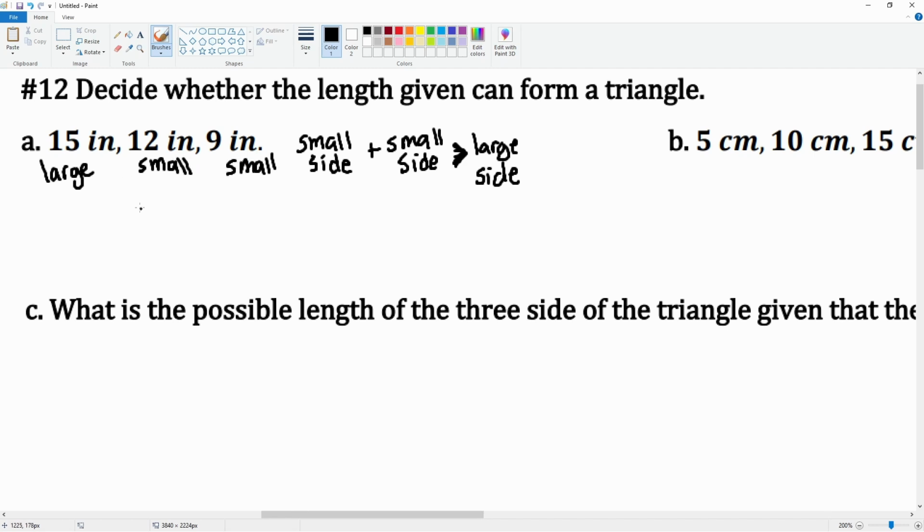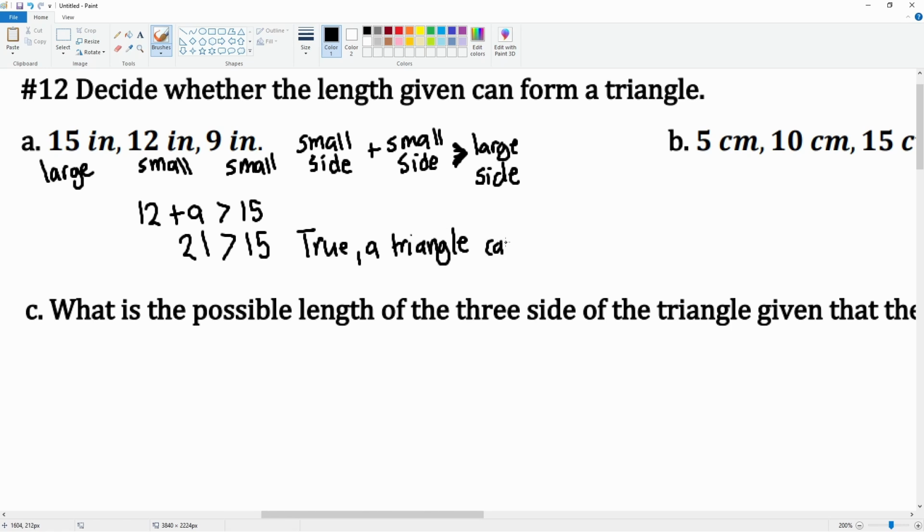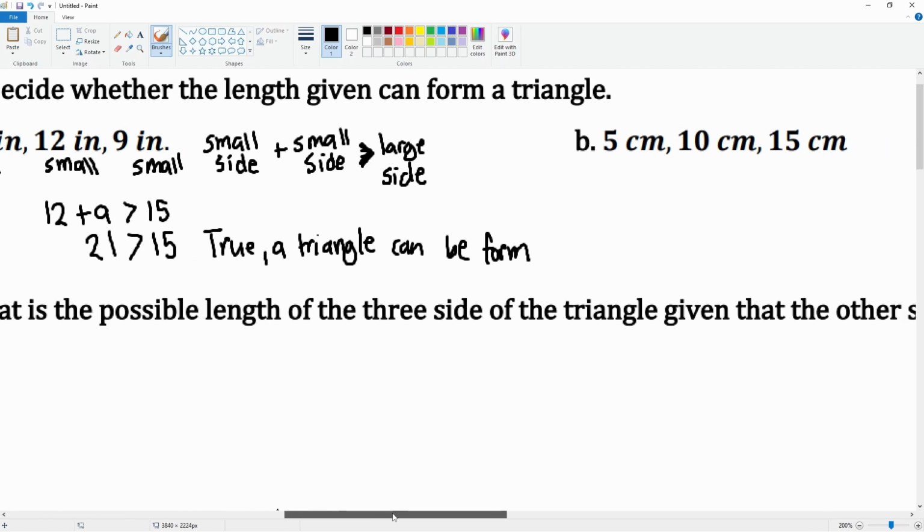So let's check. 12 plus 9 is greater than 15. Let's see if that is true. What is 12 plus 9? That is 21. 21 is greater than 15. This is true. Since it is true, it can be a triangle. Can be formed. All right.